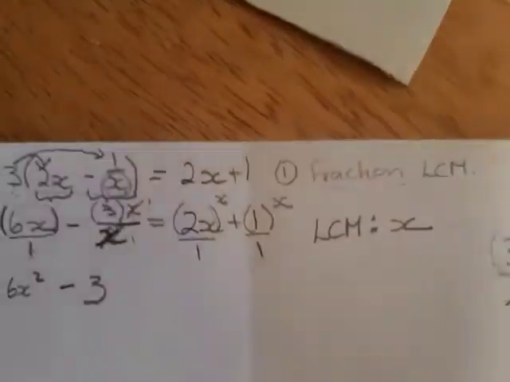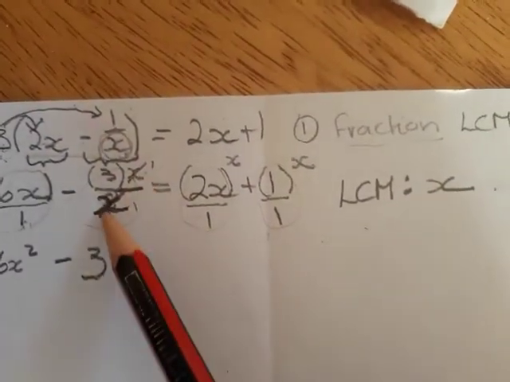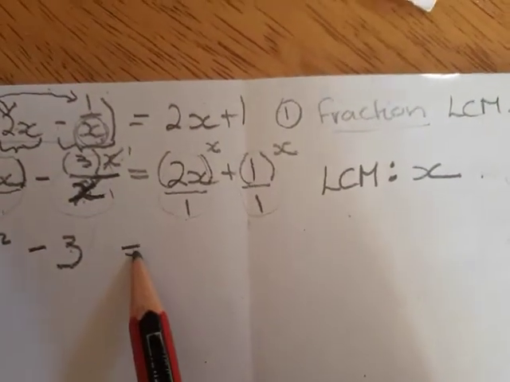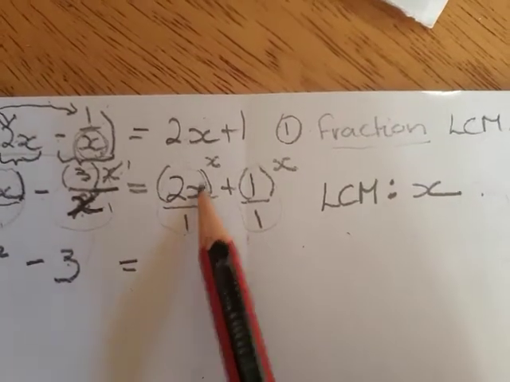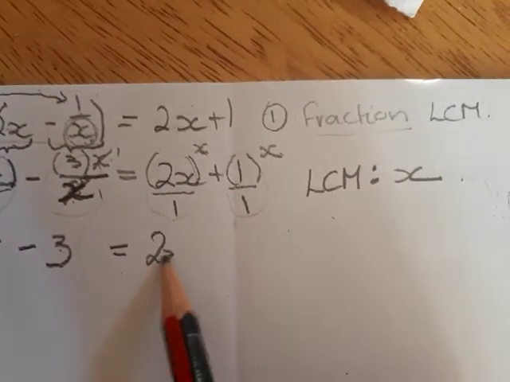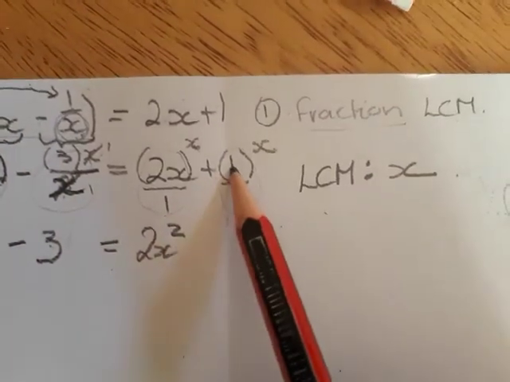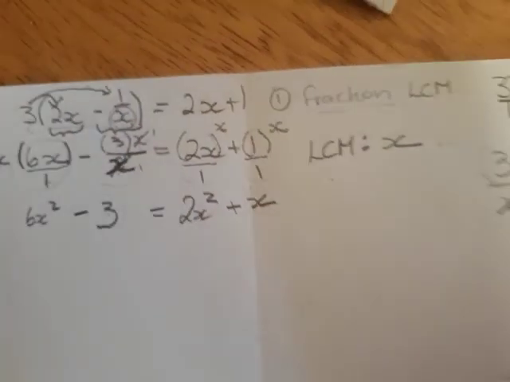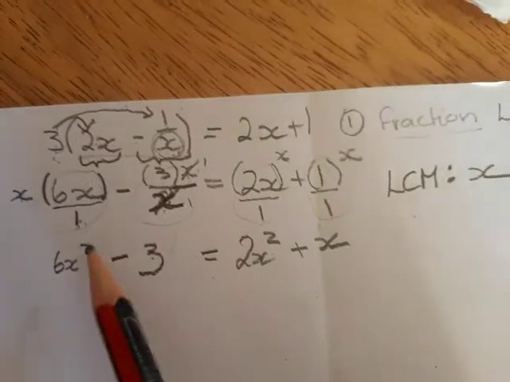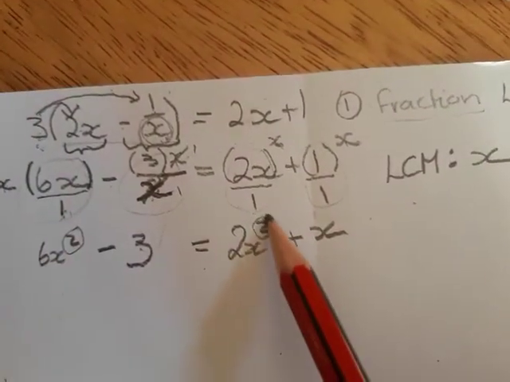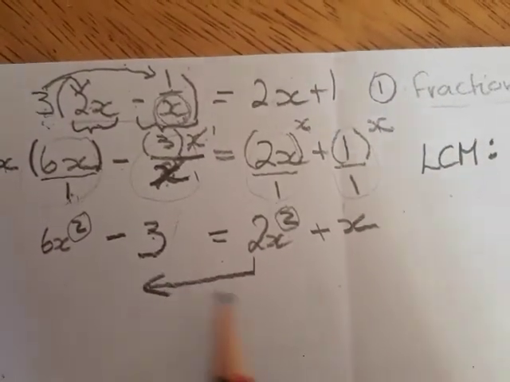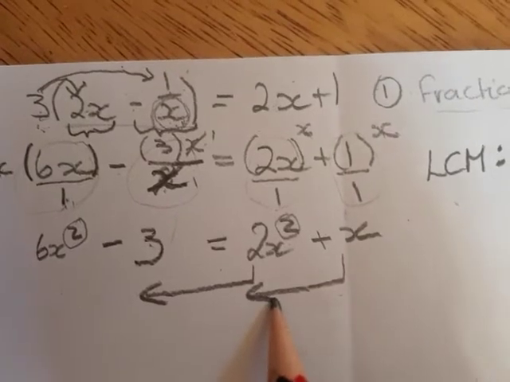So now when you cancel the x's because they are 1, you are left with negative 3. Equals, then on the right hand side, you've got 2x times x, which gives you 2x squared, and then 1 times x, which is simply x. Now you can already see we've got a quadratic equation because we've got x squared, which means we will take all over to the left hand side.